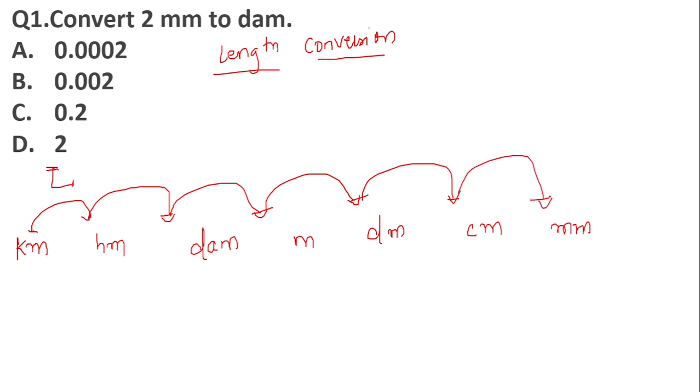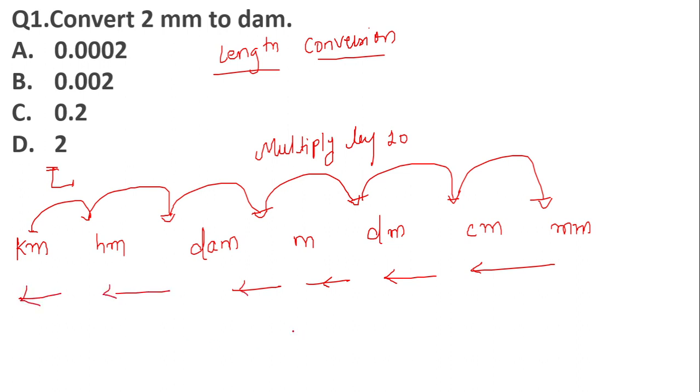At that time, what I'm going to do is multiply by 10 for each step. And when I'm moving from millimeter to centi, centi to deci, deci to meter, meter to deca, deca to hecto, and hecto to kilo, at that time I'm going to divide by 10. Got it? So the order you have to remember here is kilo, hecto, dam, meter, decimeter, centimeter, and millimeter.